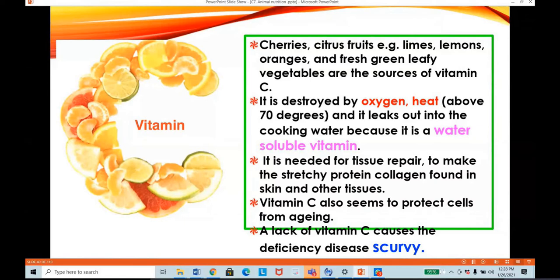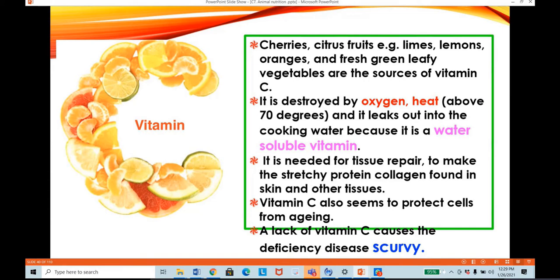For example, if vitamin C is lacking in our diet, it leads to a deficiency disease or condition known as scurvy. So we should include lots of vitamin C rich fruits like all the citrus fruits, cherries, and lots of green leafy vegetables like spinach, all of which are rich sources of vitamin C. Also we need to keep in mind that vitamin C gets oxidized very easily. So whenever you're squeezing or cutting open a lime or any citrus fruit, you need to squeeze out the juice and have it immediately.